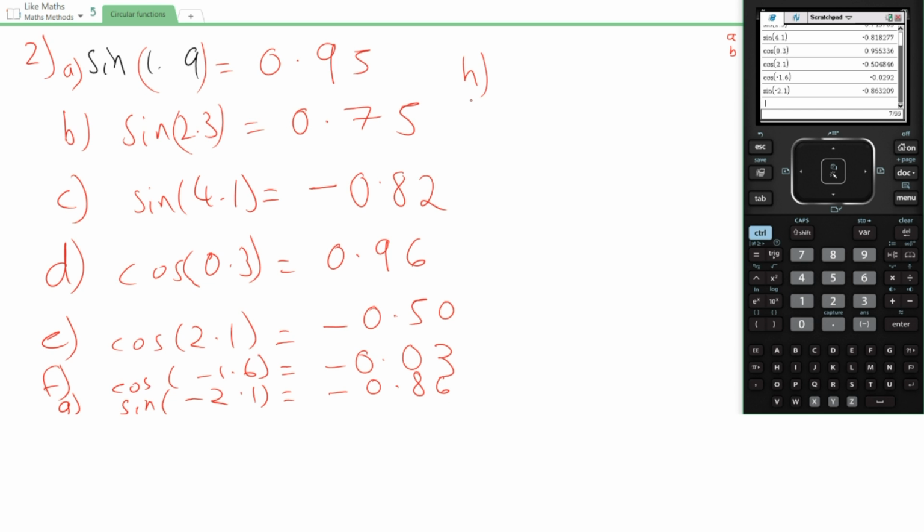And H is the sine of minus 3.8, which equals 0.61.